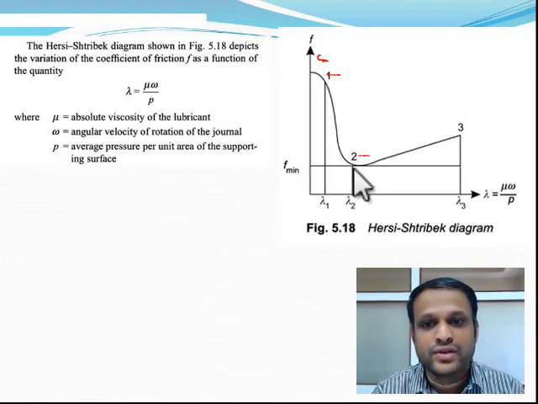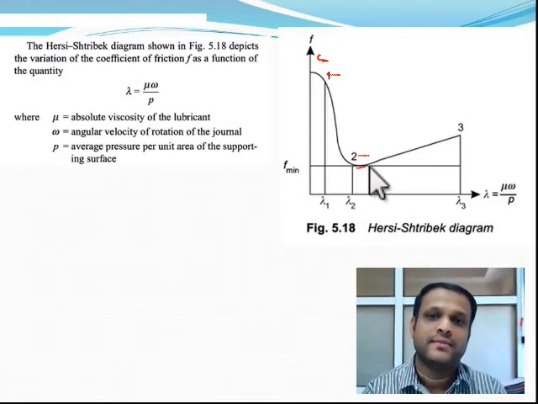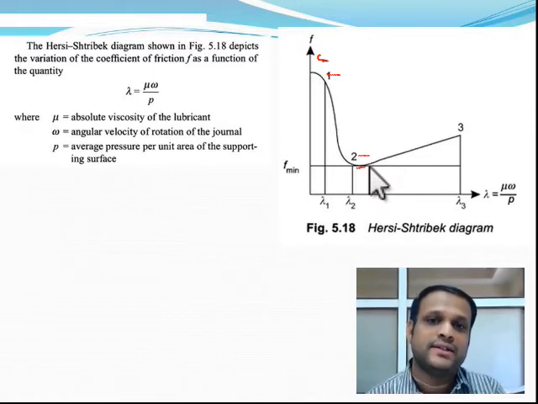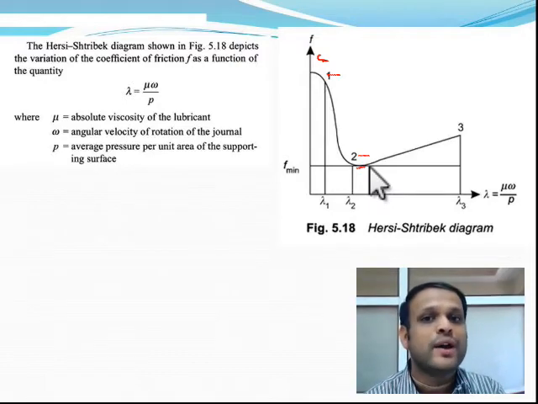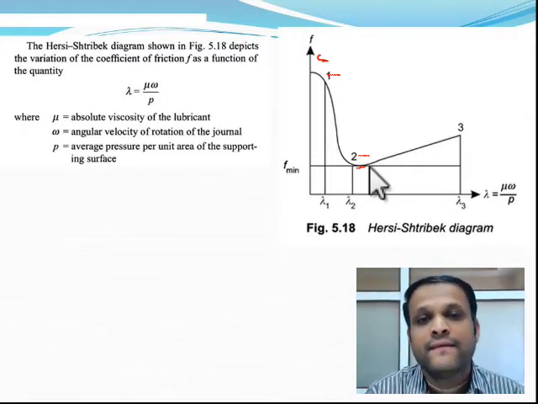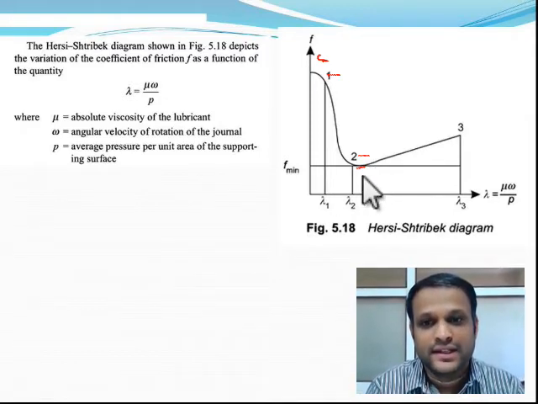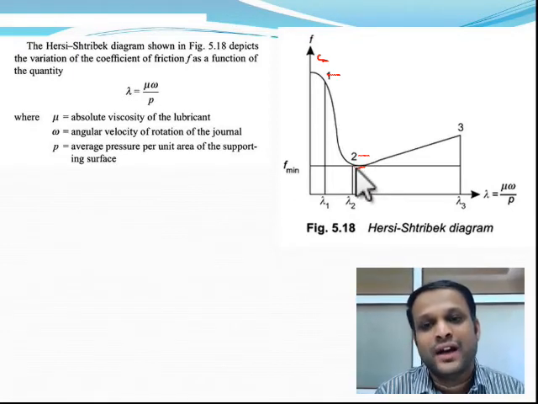Then at point 2 we see that there is complete liquid friction. What is meant by that? That means the liquid is present between the two surfaces, and the thickness of the liquid is such that there is no asperity contact between the two surfaces. So whatever friction is there, it is because of the internal friction of the fluid, which is very less, and therefore we see that the frictional coefficient in liquid friction is very less.